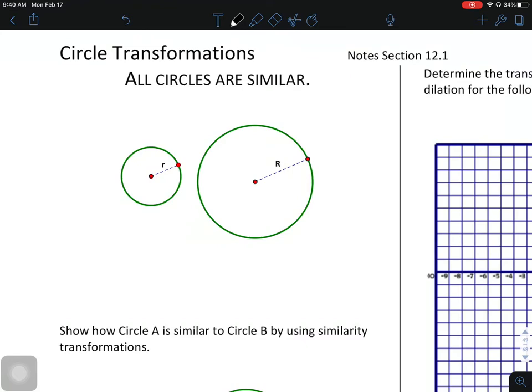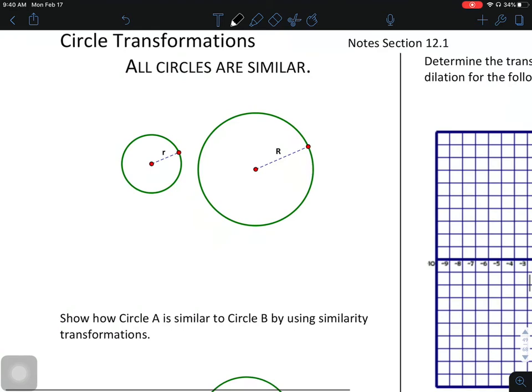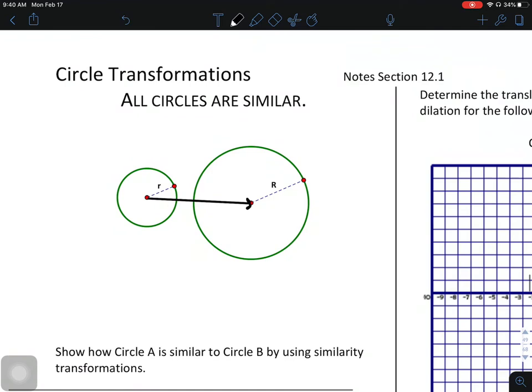First of all, if I take this little circle, and I want to show that it's similar to the big circle, I could first line up the centers using a translation. This one looks like it's going to go to the right a bunch and then down a little. Once I get here, I can take the circle, and if I dilate it by the correct number, I can make this the exact same as the other circle, which is what similarity means.